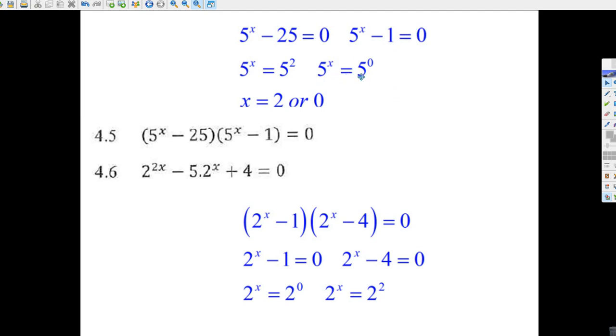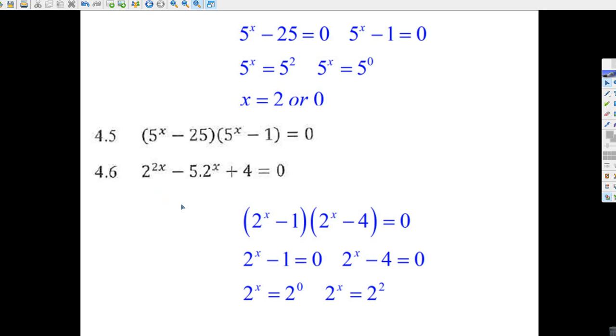Now here is the trick. 1 is really 5 to the 0 power. You see, you've got to make the bases the same to figure out what the exponents are. And x is equal to 0. It's the only way they could be equal. So there's two solutions here, 2 or 0. And that's it.